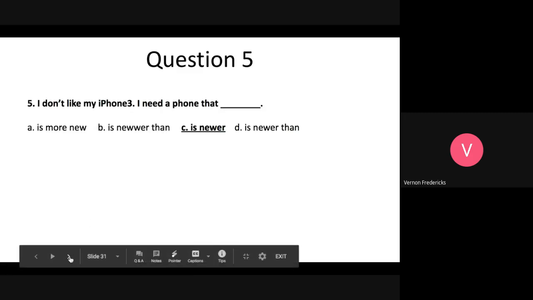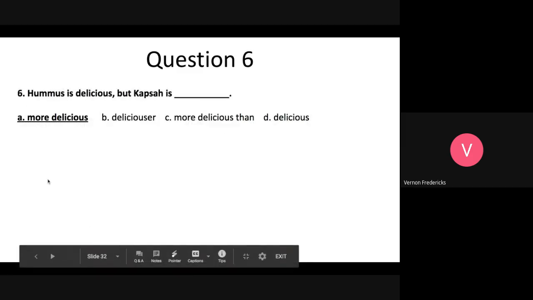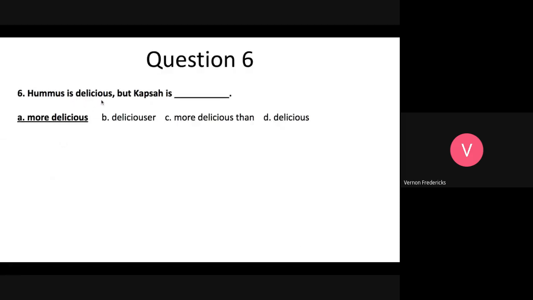Okay, last slide. Hummus is delicious, but kapsa is more delicious. My adjective is delicious. 3 syllables. So it's going to be more delicious. It's not number B. We don't say deliciouser. More delicious than. I'm not going to write than because I'm already comparing kapsa and hummus together. And we don't say deliciouser because the adjective has 3 syllables. So the correct answer is more delicious.